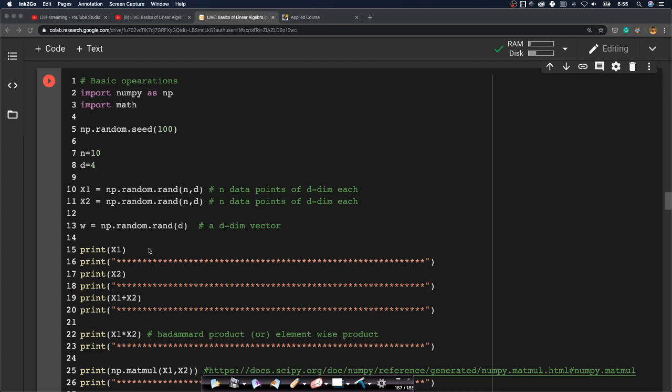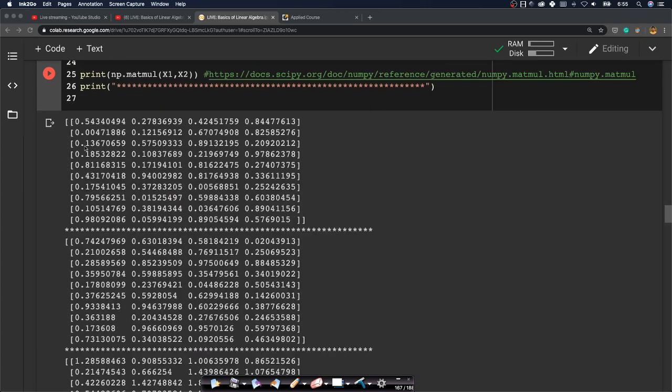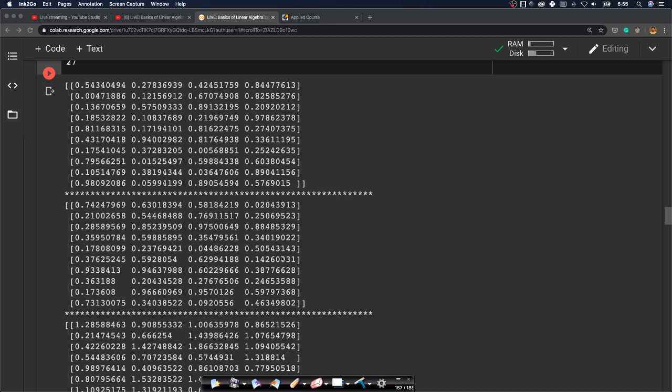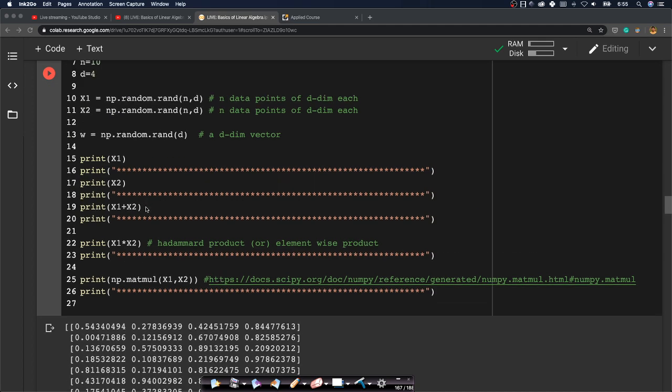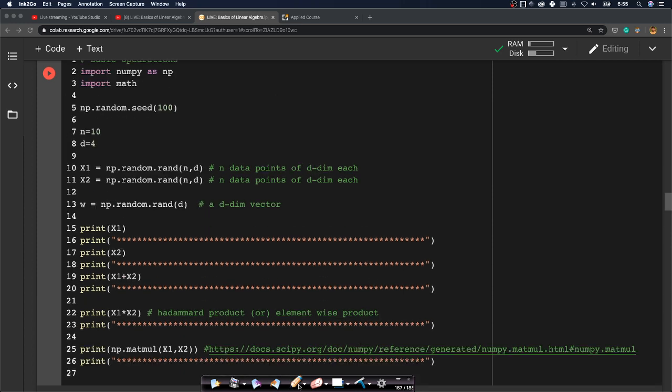Cool. First, let's print x1, x2. I'm just printing them. So this is my x1, right? If you notice, 10 rows, 4 columns, just random data. This is my x2. Now, if I do this operation, x1 plus x2, the way Numpy works is, remember that x1 and x2 are ND arrays, right? x1 and x2 are Numpy ND arrays because they're 2-dimensional arrays. w is just a Numpy array because it's a 1-dimensional array. It's a vector. Now, the plus operator can work on Numpy arrays.